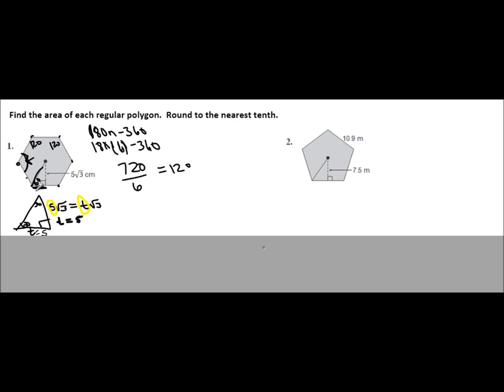So if this side is 5, then the whole length of the side of the polygon is 5 plus 5, which is 10. So we have a side length of 10, we have an apothem of 5 square root of 3, and we have the number of sides as 6. So 1/2 the apothem times the perimeter of the polygon gives us the area for this polygon. So 1/2 the apothem, which is 5 square root of 3, times the perimeter, which is 10 times how many sides there are, which is 6, gives us 1/2 times 5 square root of 3 times 60.